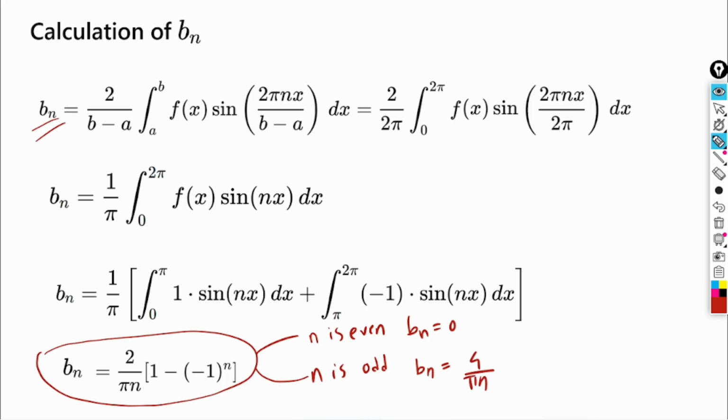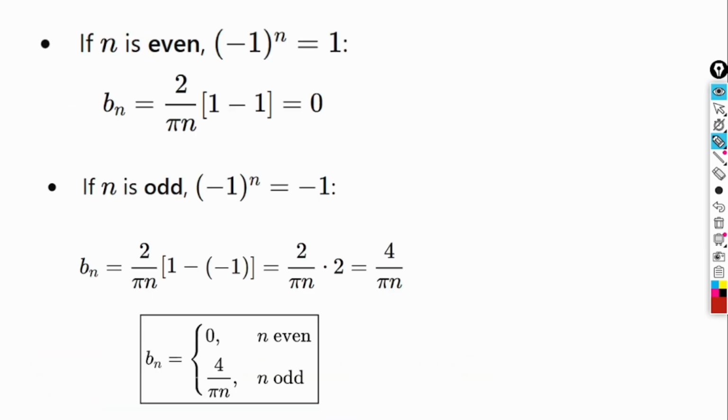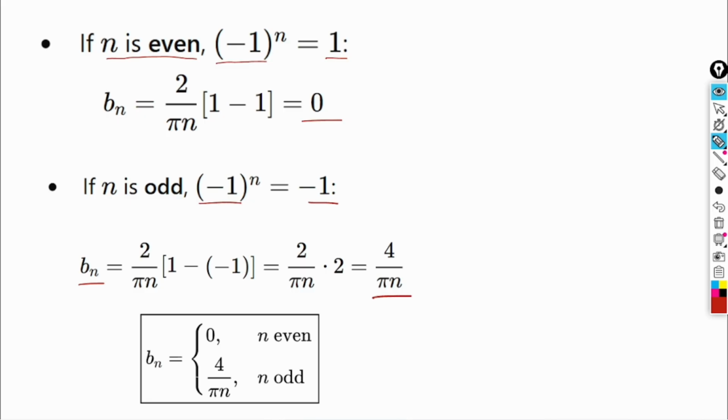So finally bn is equal to 0 when n is even, and bn is equal to 4 upon pi n when n is odd. So if n is even, this minus 1 raised to n will become 1 and the bn will become 0. If n is odd, minus 1 raised to n becomes minus 1 and this bn term will become 4 upon n pi. So bn is equal to 0 when n is even, and bn is equal to 4 upon pi n when n is odd.